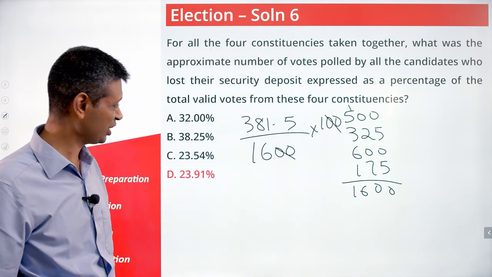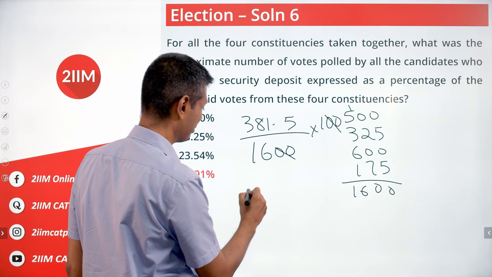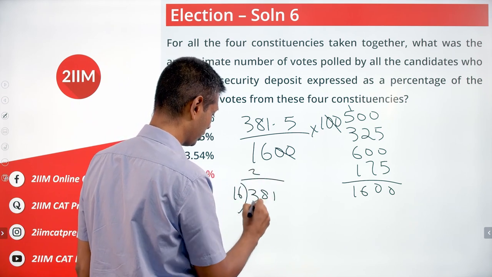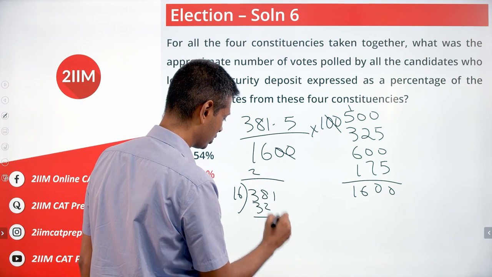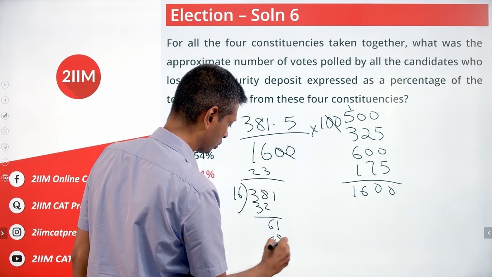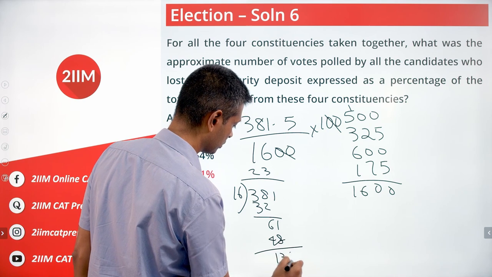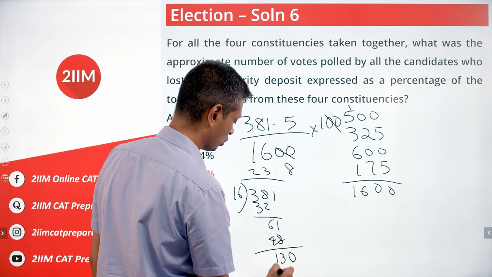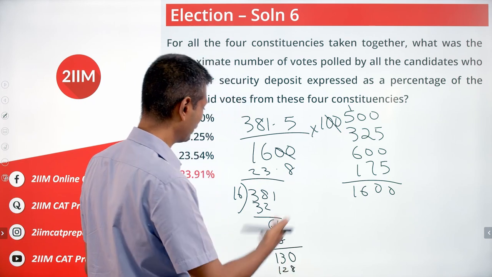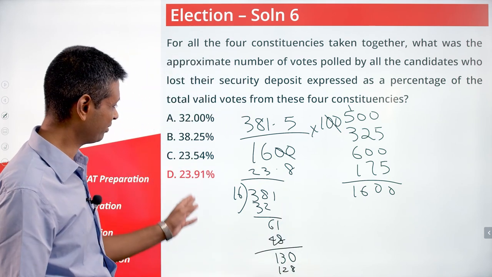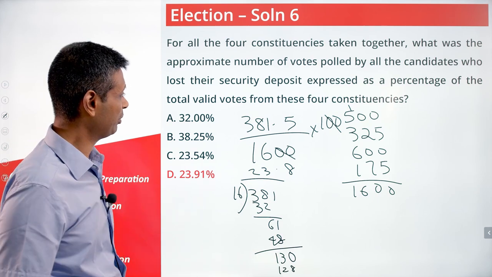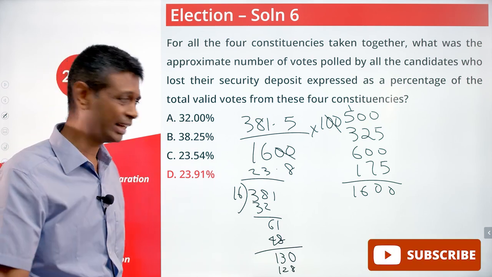381.5 by 16. 381 by 16. Let me do the whole thing. Goes two times, 32. 61. Goes three times, 48. 130. It'll go eight times, 128. So 23.8 something. Not 23.5. 23.91 is closer because we made some approximation.